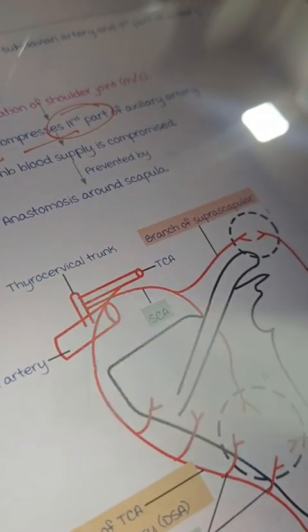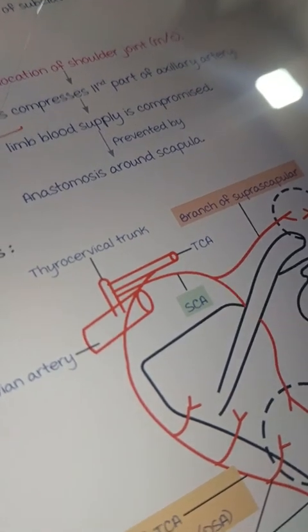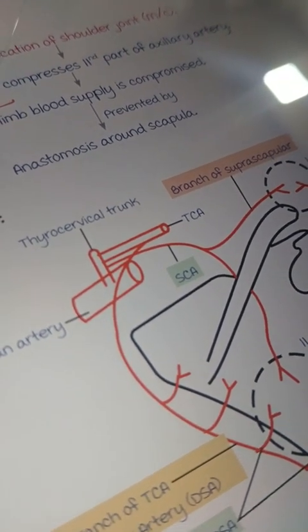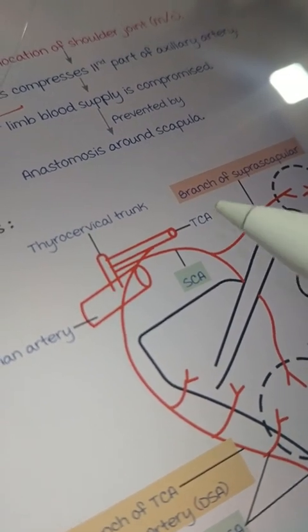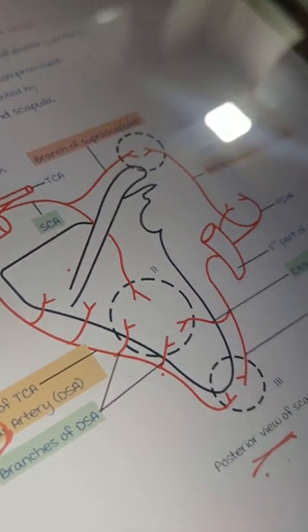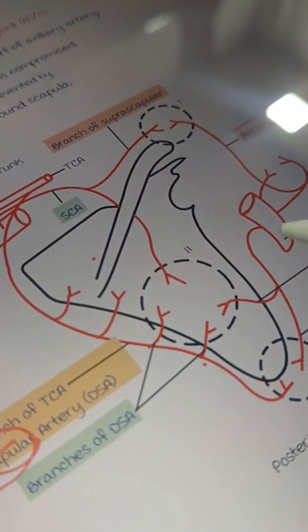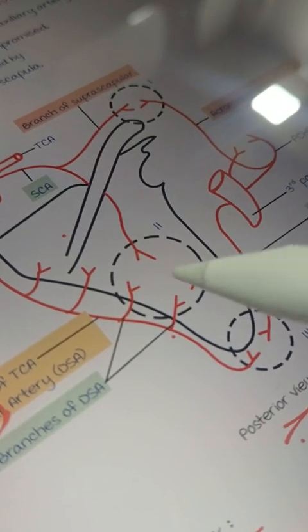Then we have another branch, the dorsal scapular artery, or deep branch of the transverse cervical artery. Then we have this part, which is known as the circumflex scapular artery, and the subscapular artery, which are part of the axillary artery. That's the subclavian artery, that's the axillary artery, and the third part of the axillary artery. Okay, these are the parts.